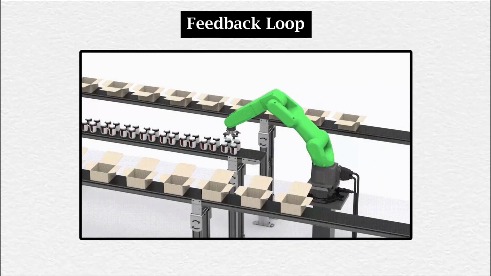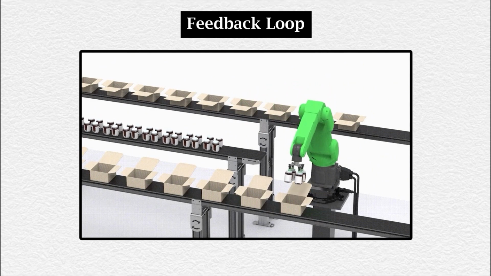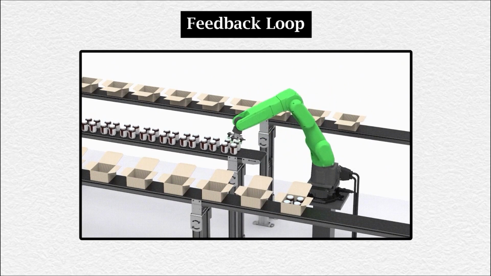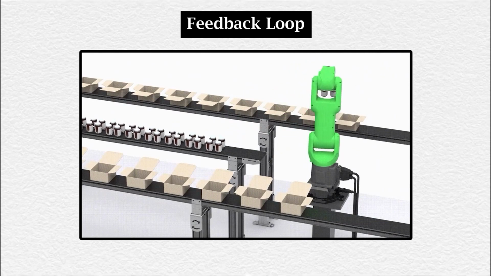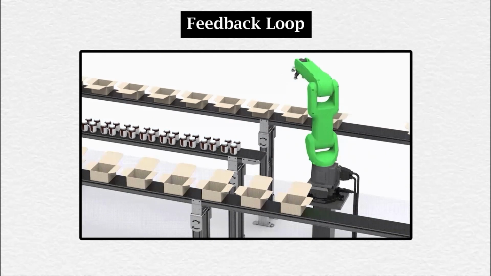Last one is the feedback loop. After the actuator performs the required action, it provides feedback to the control system, allowing it to verify whether the desired action was successfully executed or if adjustments are necessary.